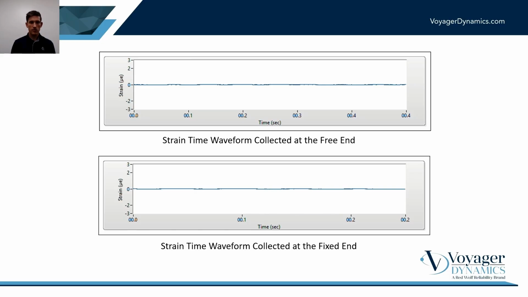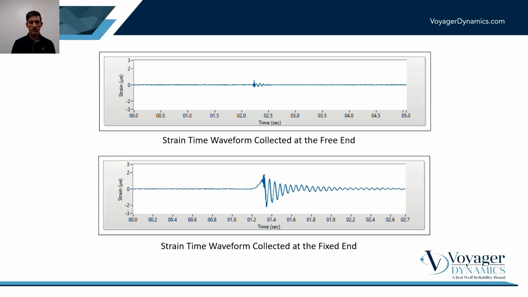So first we're going to look at the strain time waveform collected at the free end of the beam using the FDS sensor. If you notice, when I displace the beam from rest, you see a very, very small increase, a very, very small change in strain, and you get a ring down event. This will become more apparent when we look at the bottom time waveform, which is the FDS data collected at the fixed end of the beam.